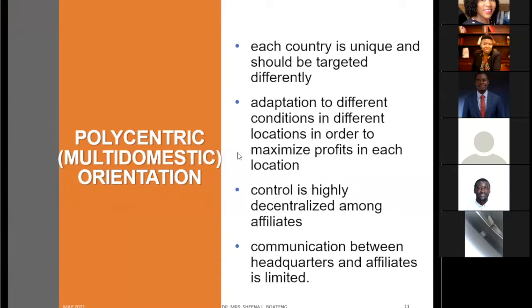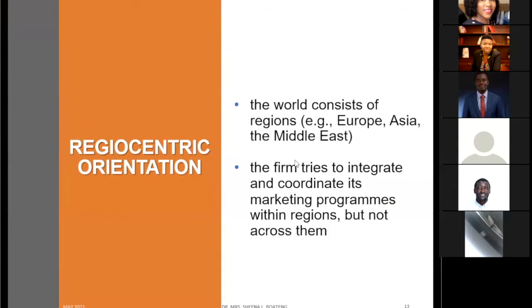And that is with the polycentric orientation. Now for the regiocentric orientation, the company views the markets or the world as consisting of different regions. So instead of looking at individual countries or individual geographic locations or markets, they would look at the world in terms of regional blocks. So you realize that a lot of organizations in the world have regional offices and regional plans.